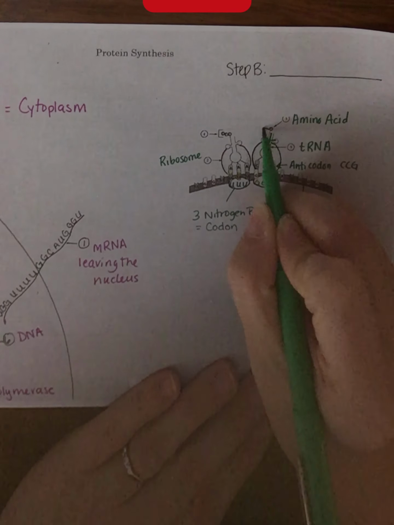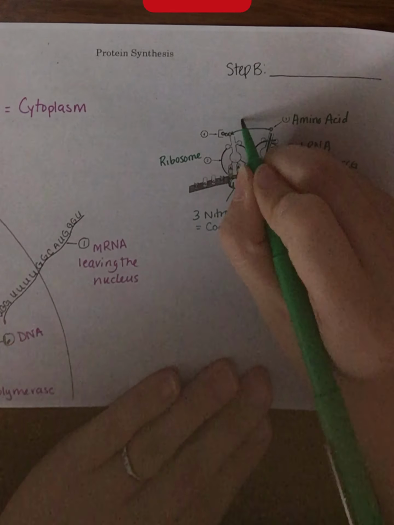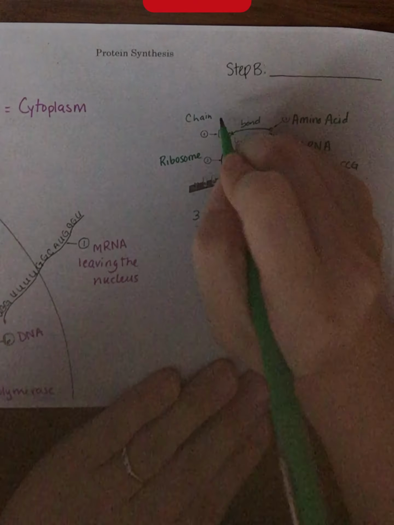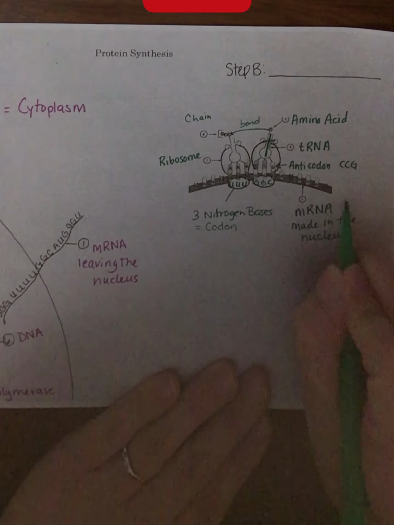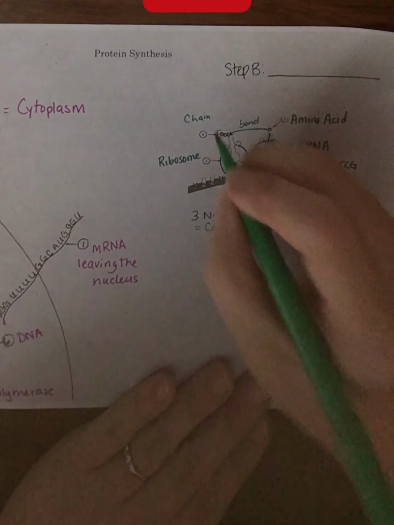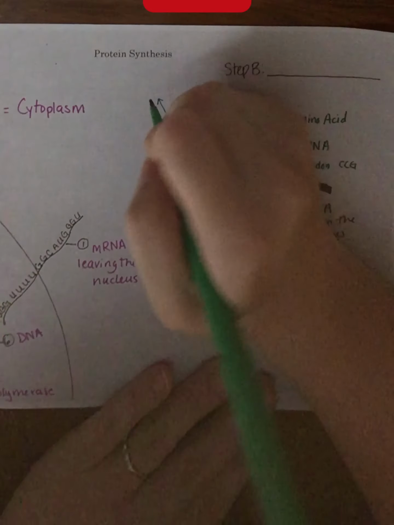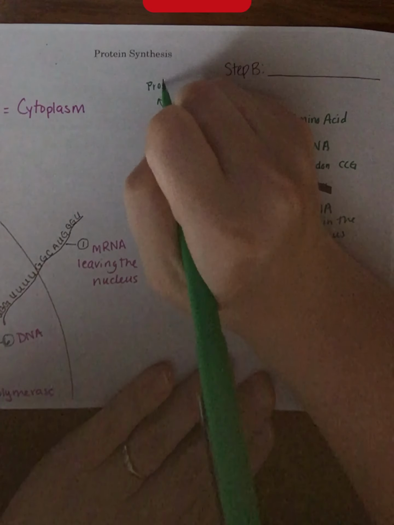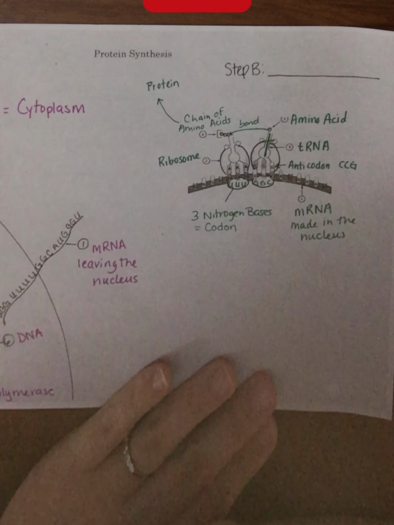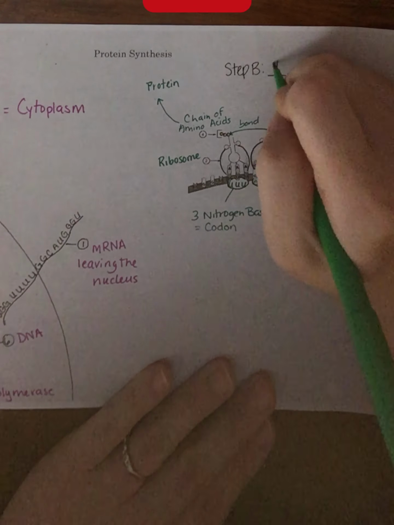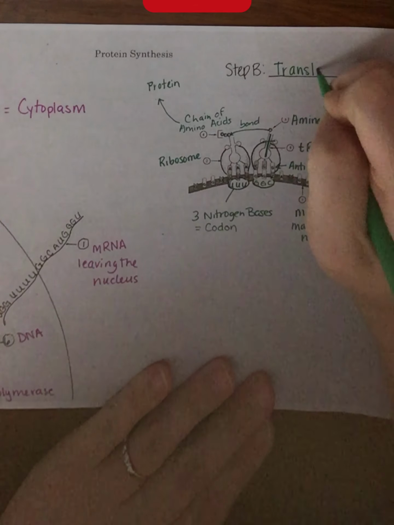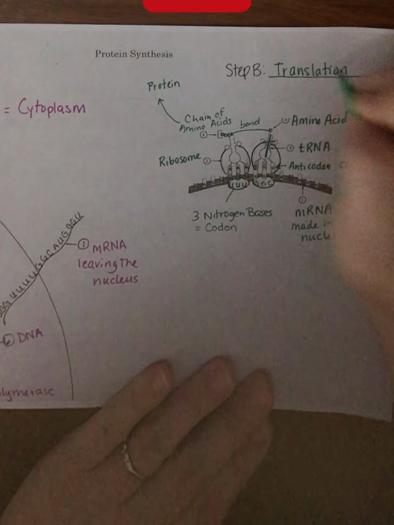So this amino acid will bond right here with this growing chain, and ultimately, when we go through the whole mRNA sequence, we'll have a long chain of amino acids at the end. Those amino acids then will break off and they will fold to create our protein. So this step right here is referred to as translation.